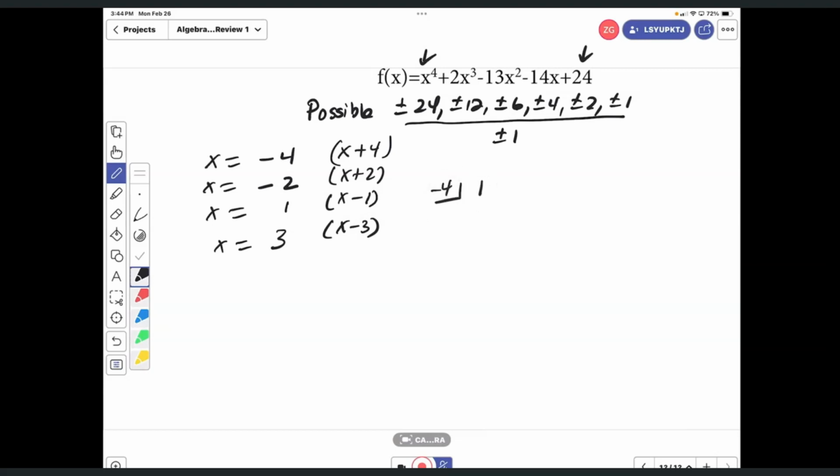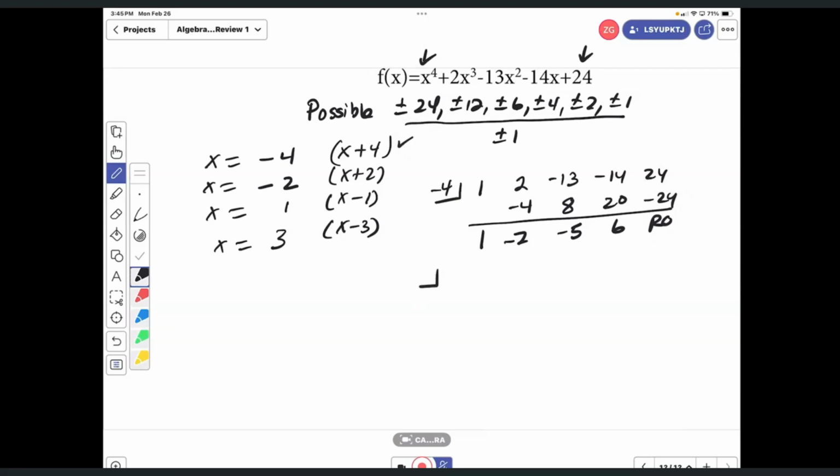So we have 1, 2, negative 13, negative 14, 24. Negative 4 times 1 is negative 4. 2 plus negative 4 is negative 2. Negative 4 times negative 2 is 8. Negative 13 plus 8 is negative 5. Negative 4 times negative 5 is 20. Negative 14 plus 20 is 6. Negative 4 times 6 is negative 24. And that remainder is 0, so that shows that it is a factor.